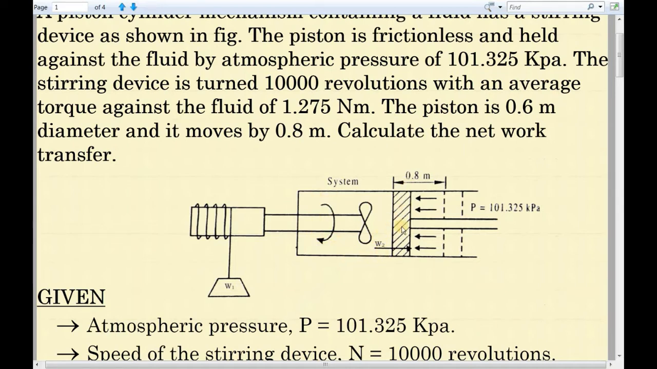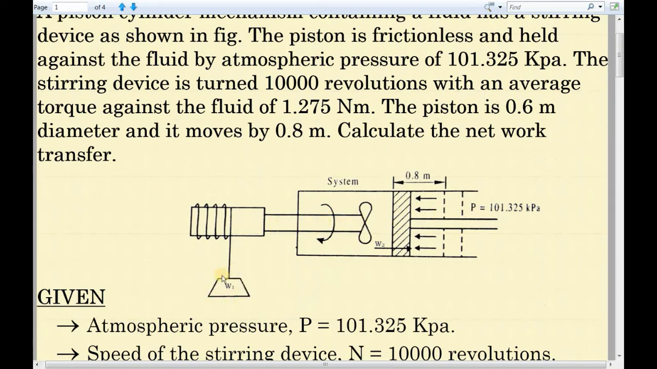The piston is the sealing component for the cylinder. The diameter of the piston is 0.6 meter. The piston is movable and frictionless, which means there will be no resistance offered to the movement of the piston. Initially, the position of the piston is maintained stationary against the fluid by the application of atmospheric pressure of 101.325 kilopascal. The steering device inside the cylinder is turned by means of electric supply.